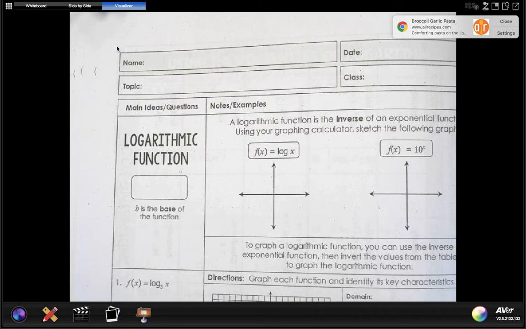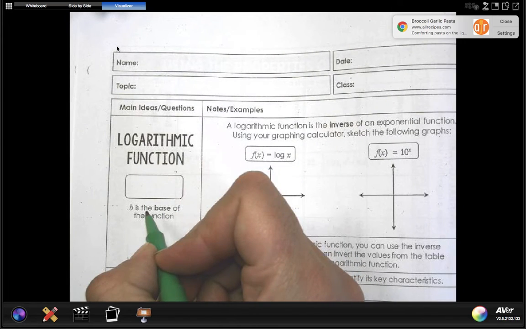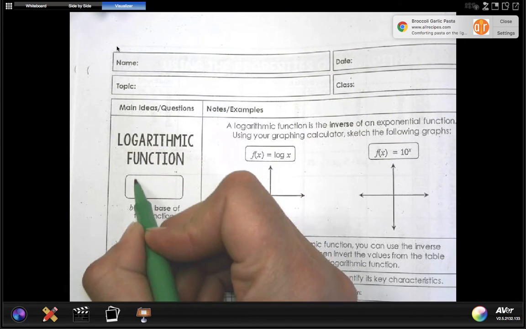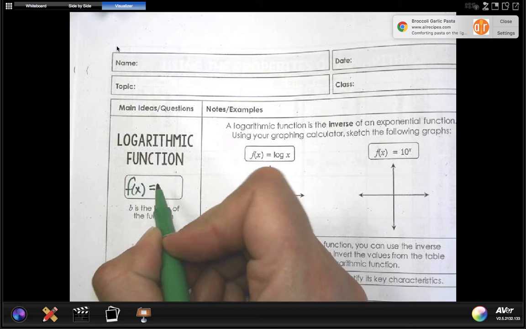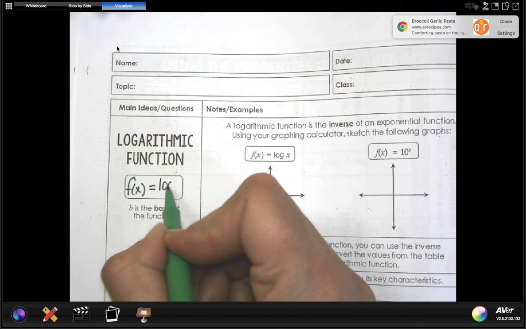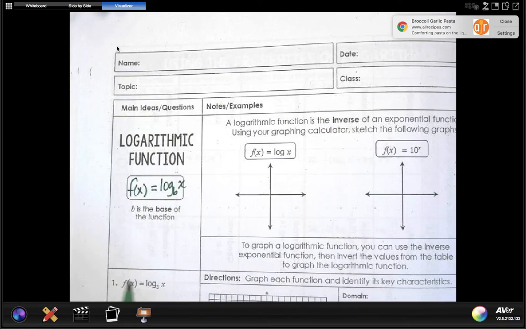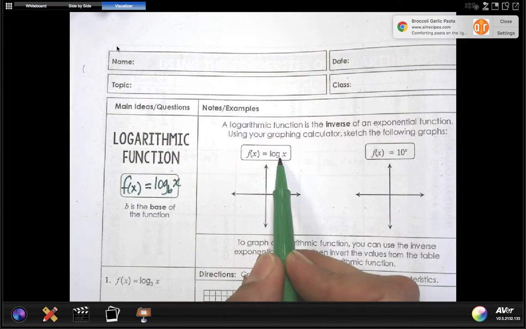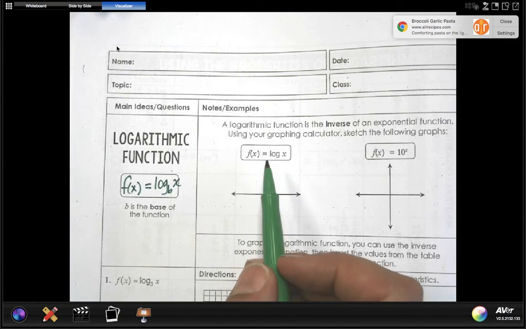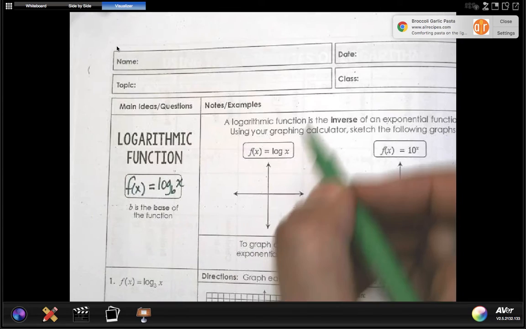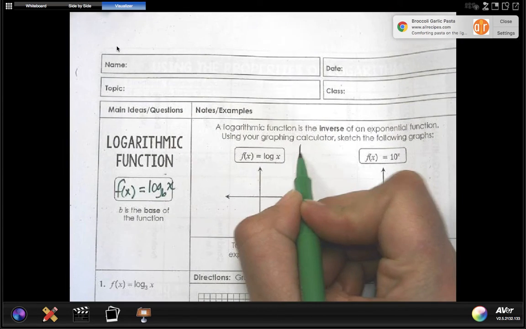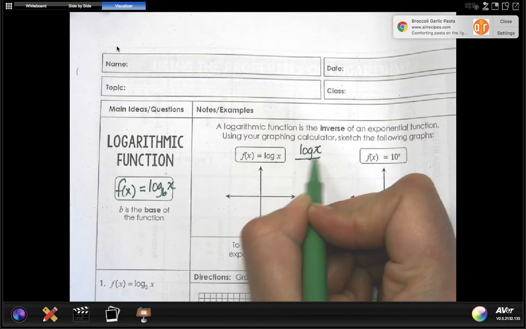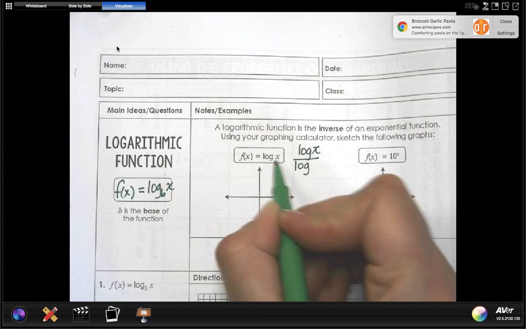So remember that for a logarithm function, b is your base. So it will look like f of x equals log with your base b of x. And remember, if you look at this first one and you don't see a base there, we know that it is 10. So if you wanted to put this in your graphing calculator, you would have to use the change of base. So if the base is b, you would have to put log x over log 10.